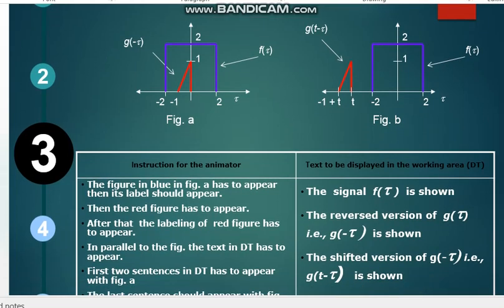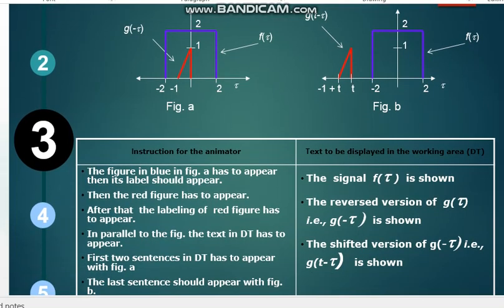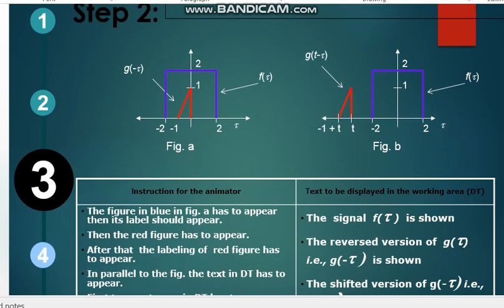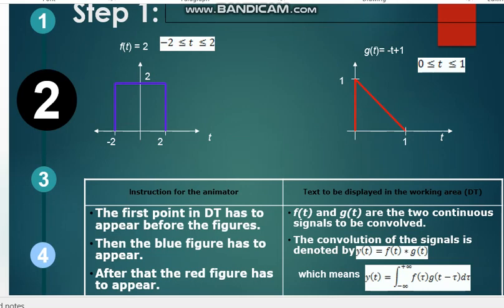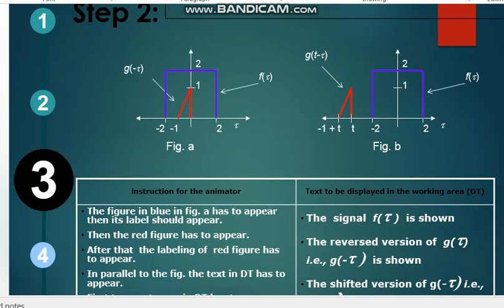The shifted version of g minus tau is shown. Okay, what is the shifted version and what is not? That is the basic equation. If you put here g tau, and it is f t minus tau, that is g tau, you can put here also the integral of f tau into g t minus tau d tau. Okay, so in that part of the mathematics, you have to put this thing, g t minus tau.